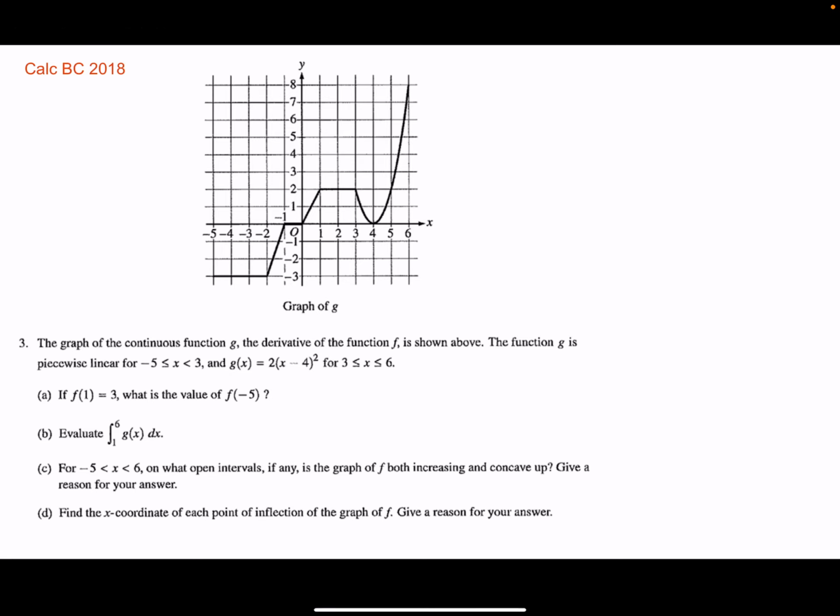All right, AP Calculus BC 2018 free response question number 3. We're going to go through that together. Okay, so 3A is a classic new equals old plus net change. It says if f of 1 equals 3, what is the value of f of negative 5?